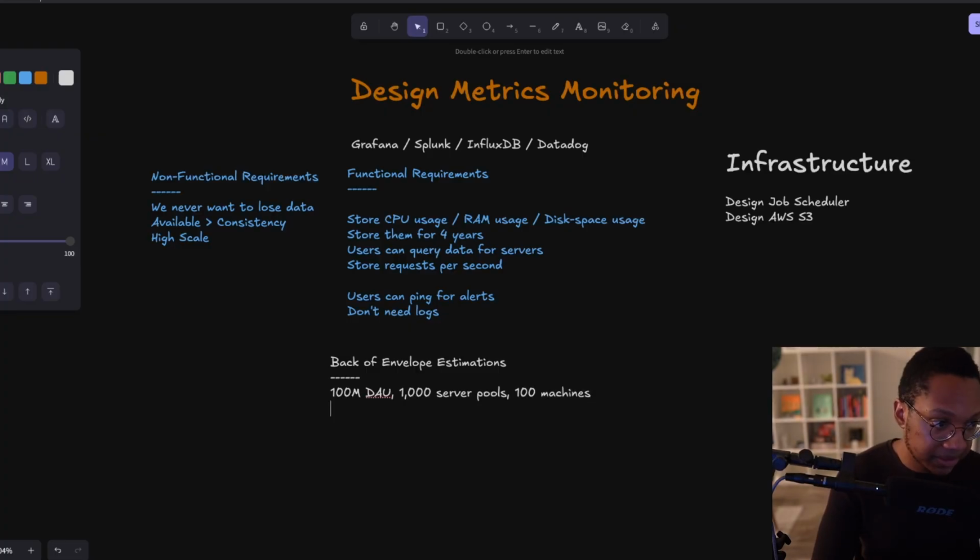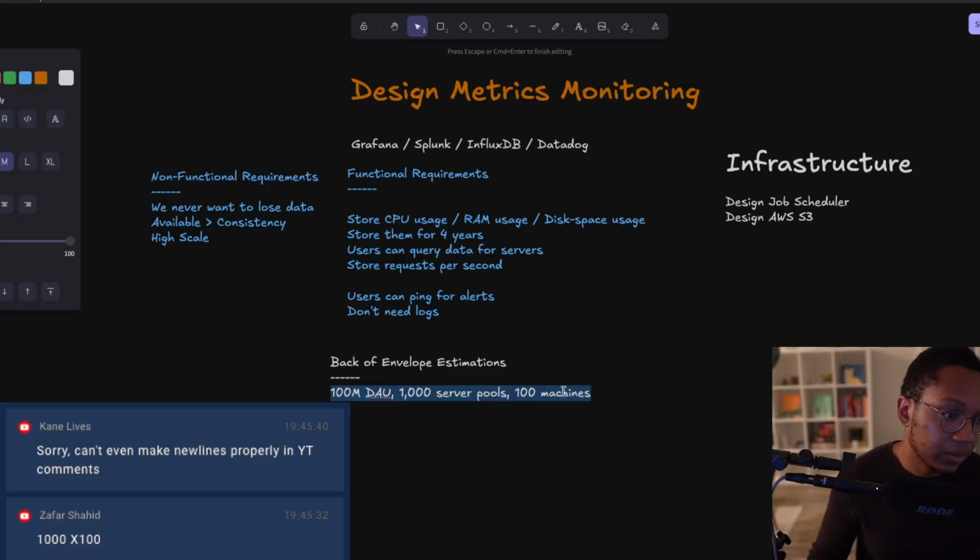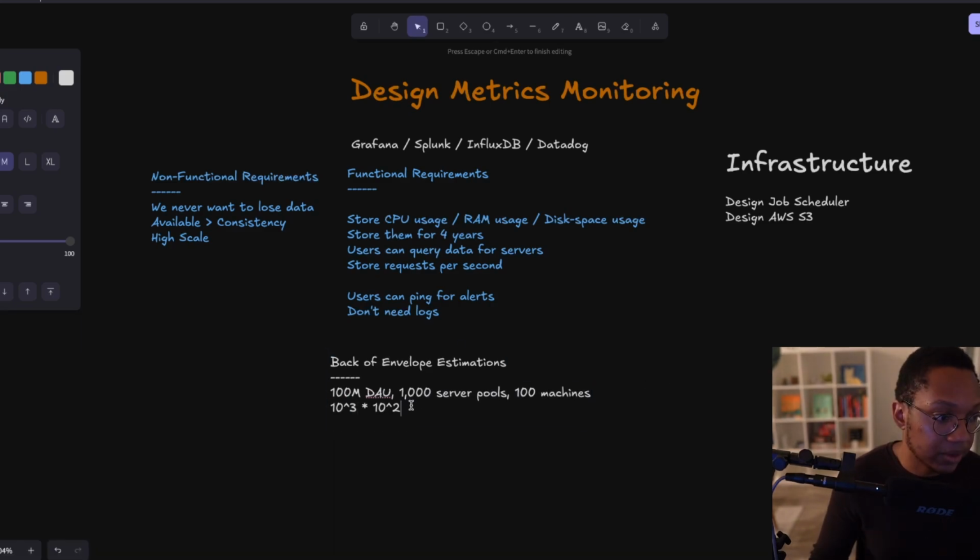And what does that mean? That means, how many servers do we have? So we've got 100 machines, 1,000 server pools. So 1,000 is 10 to the third, and then we can multiply that by 10 to the second, right? So there's 2 zeros here. With that, we know that we're going to have 10 to the fifth servers.